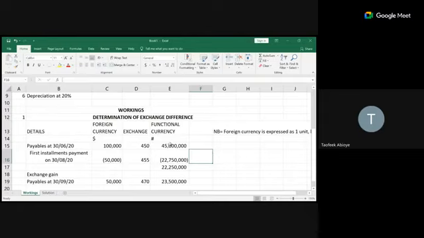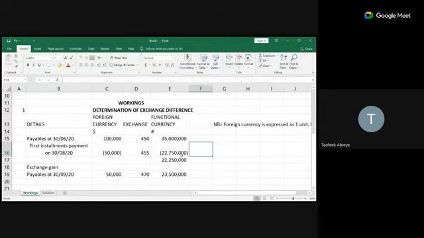I am owing 45 million naira. And I paid how much? I paid 22,750. Right? Now, how much is supposed to be my balance? How much should I pay? I am supposed to pay 22,250. However, I paid 23,500. So my question is, is it favorable or unfavorable?